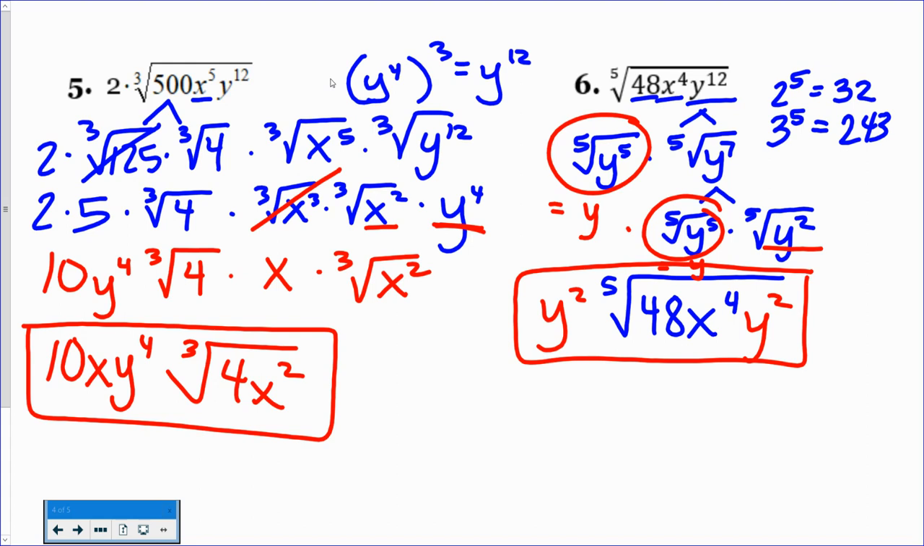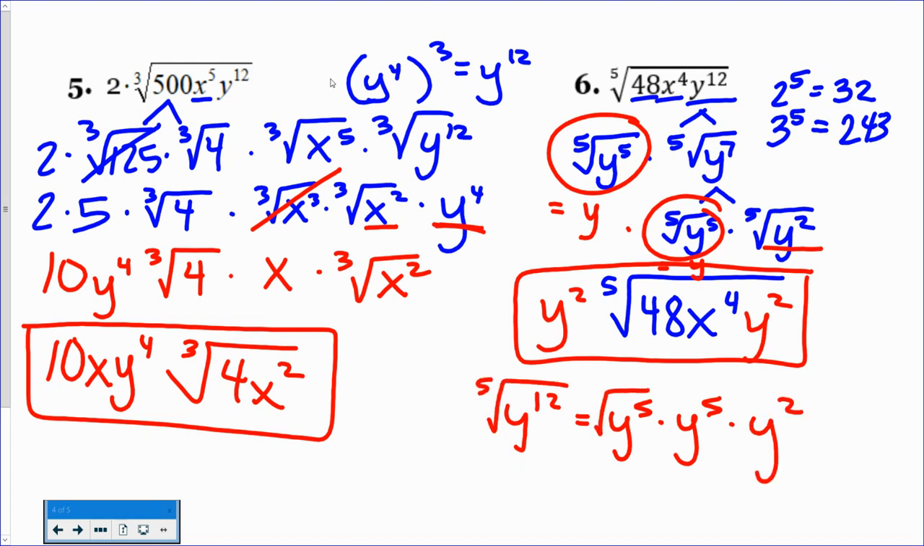So your y to the 12th could have been broken into y to the 5th times y to the 5th times y to the 2nd, which is what I ended up doing. Or if it's easier for you, if we get a really large number here, I have to write this out a bunch of times. So that can get annoying.